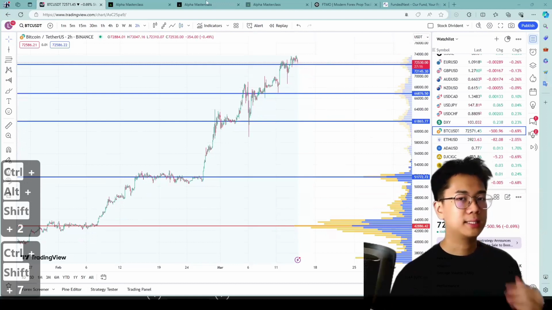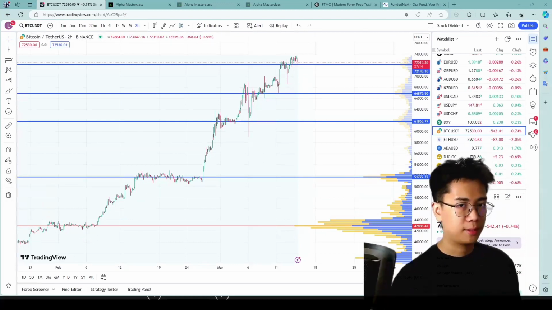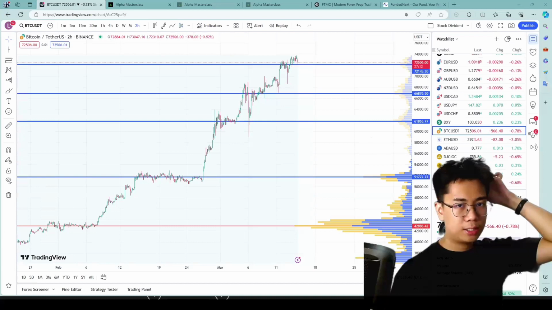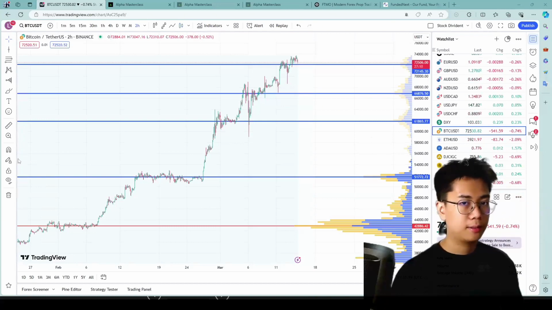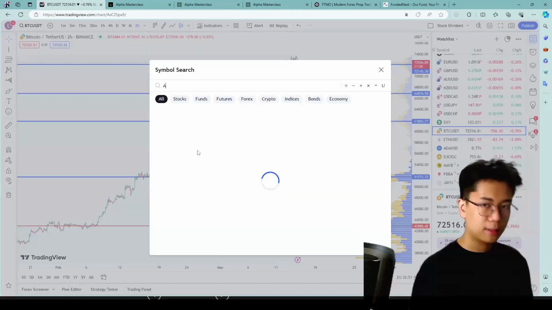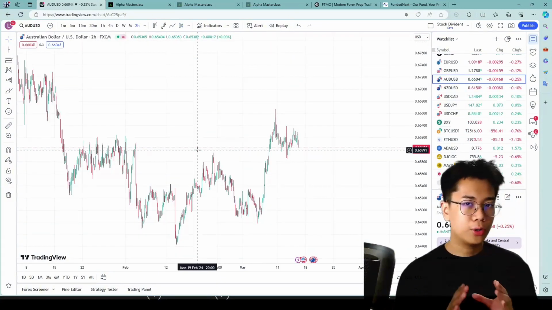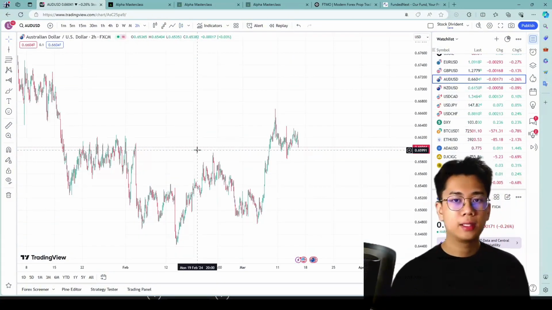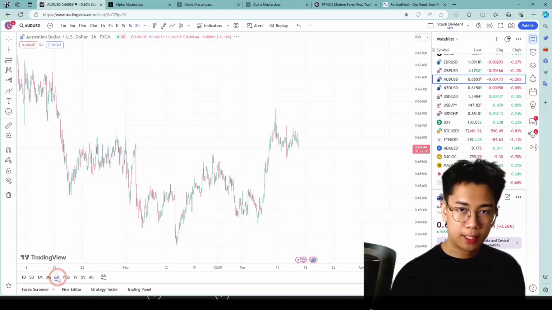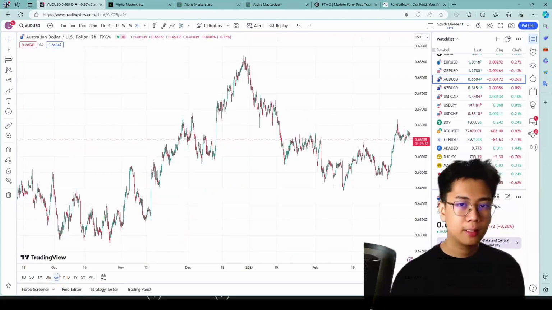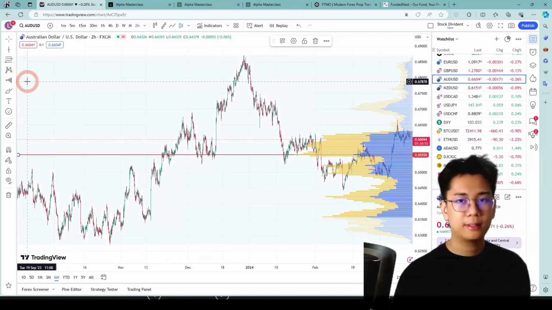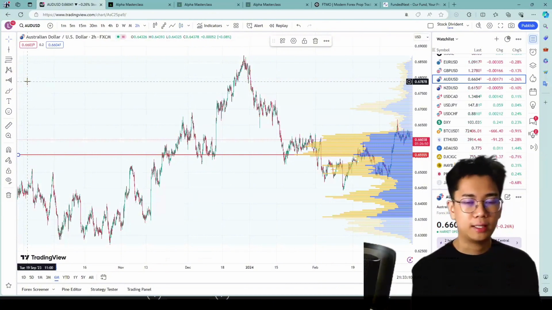And let's take the second example. AUD US dollar. All you need to do is click last 6 months. Go for this anchored volume profile. Click at the most left. Then here you get it.